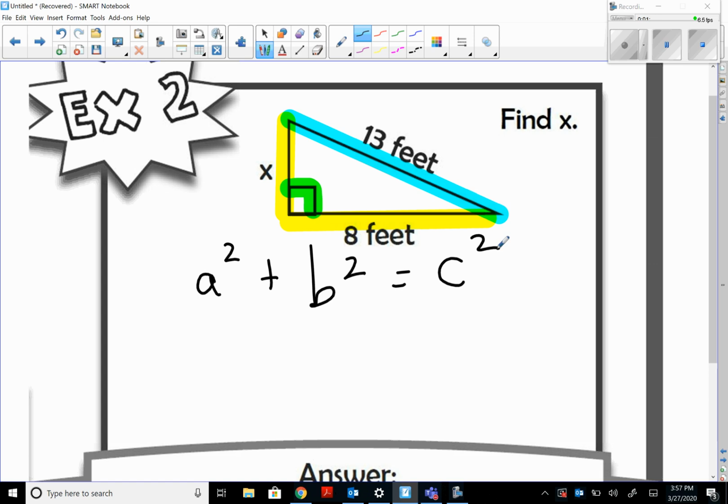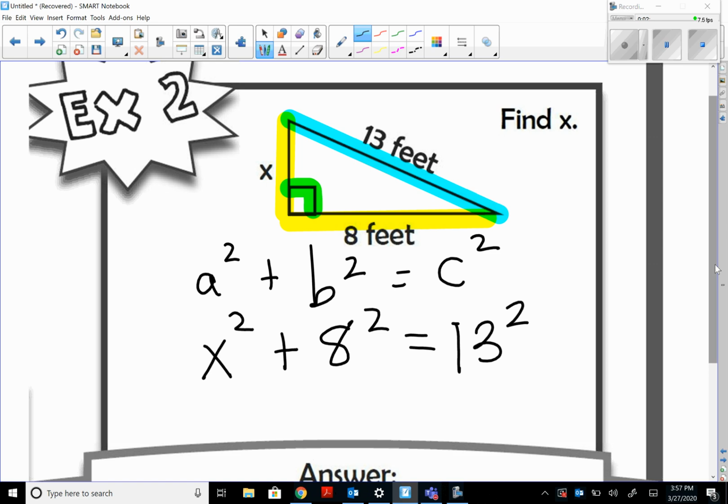Looking at my two legs, the A and the B, one of them is an X. So let's just go ahead and call X A. That one I'm going to say is X squared. And if we pick the X to represent the A, then we're going to pick the 8 to represent the B. So that one's going to be 8 squared. And the hypotenuse is the C, so we're going to replace the C with 13 squared.